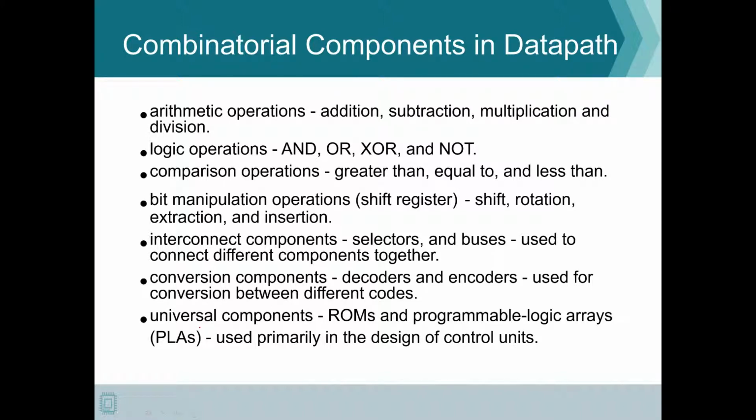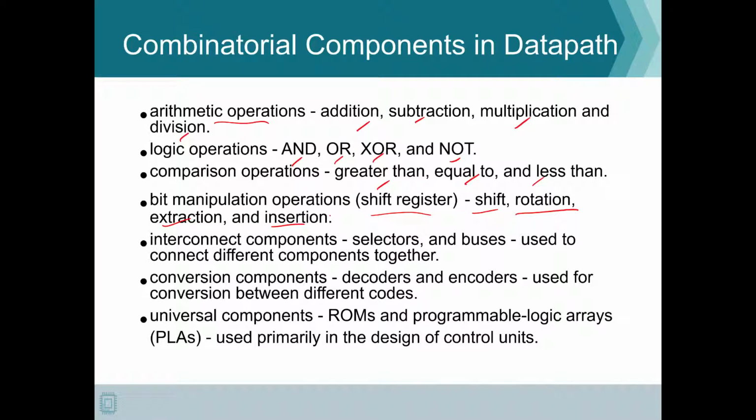So the combinational components in the data path, that's what we're first going to see, include components that can perform arithmetic operations such as addition, subtraction, and if you want multiplication, division, etc. Logic operations such as AND, OR, XOR, NOT, XNOR, and so on and so forth. Comparison operations like greater than, equal to, less than. Bit manipulations such as shifters, shift registers that can perform left shift, right shift, left rotate, right rotate, extraction and insertion.